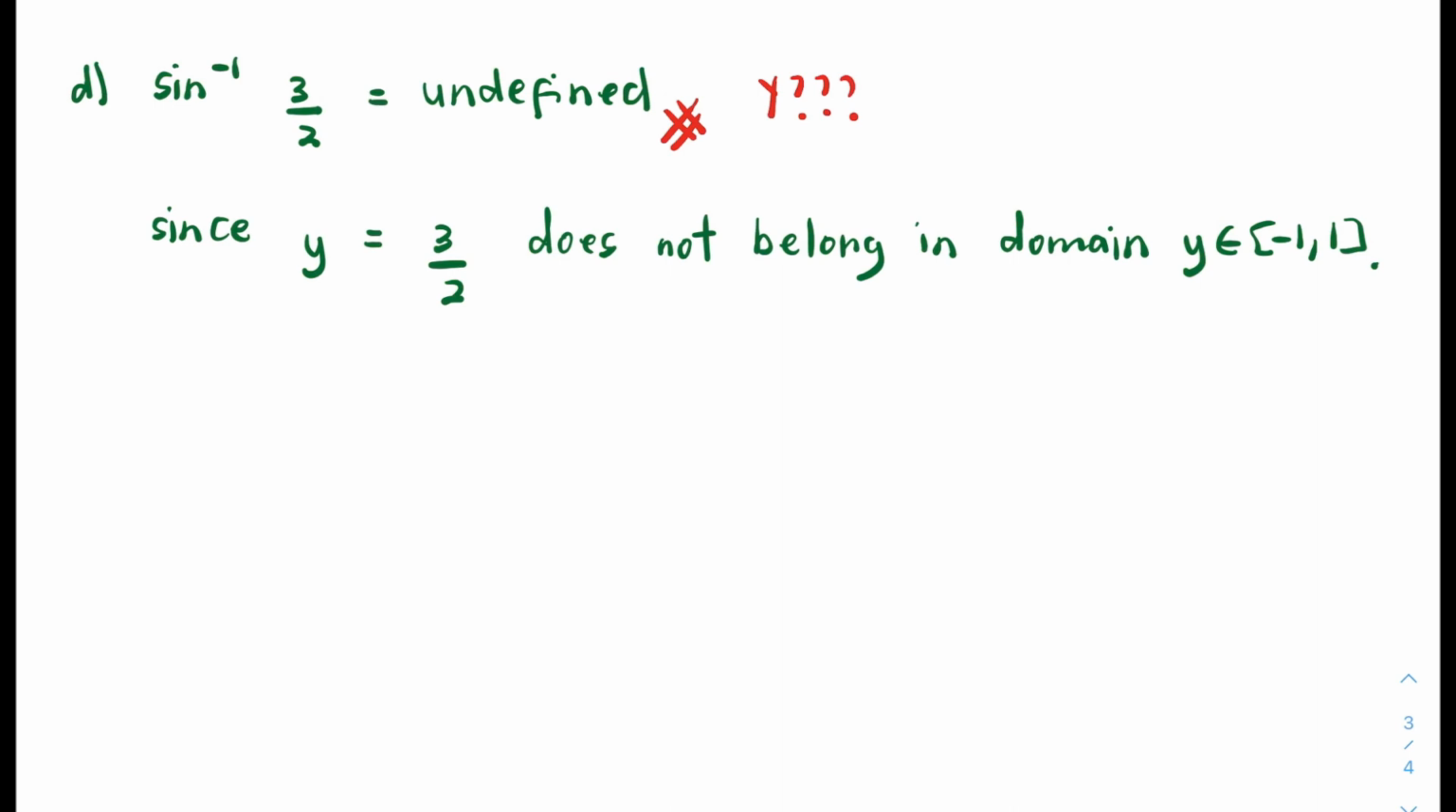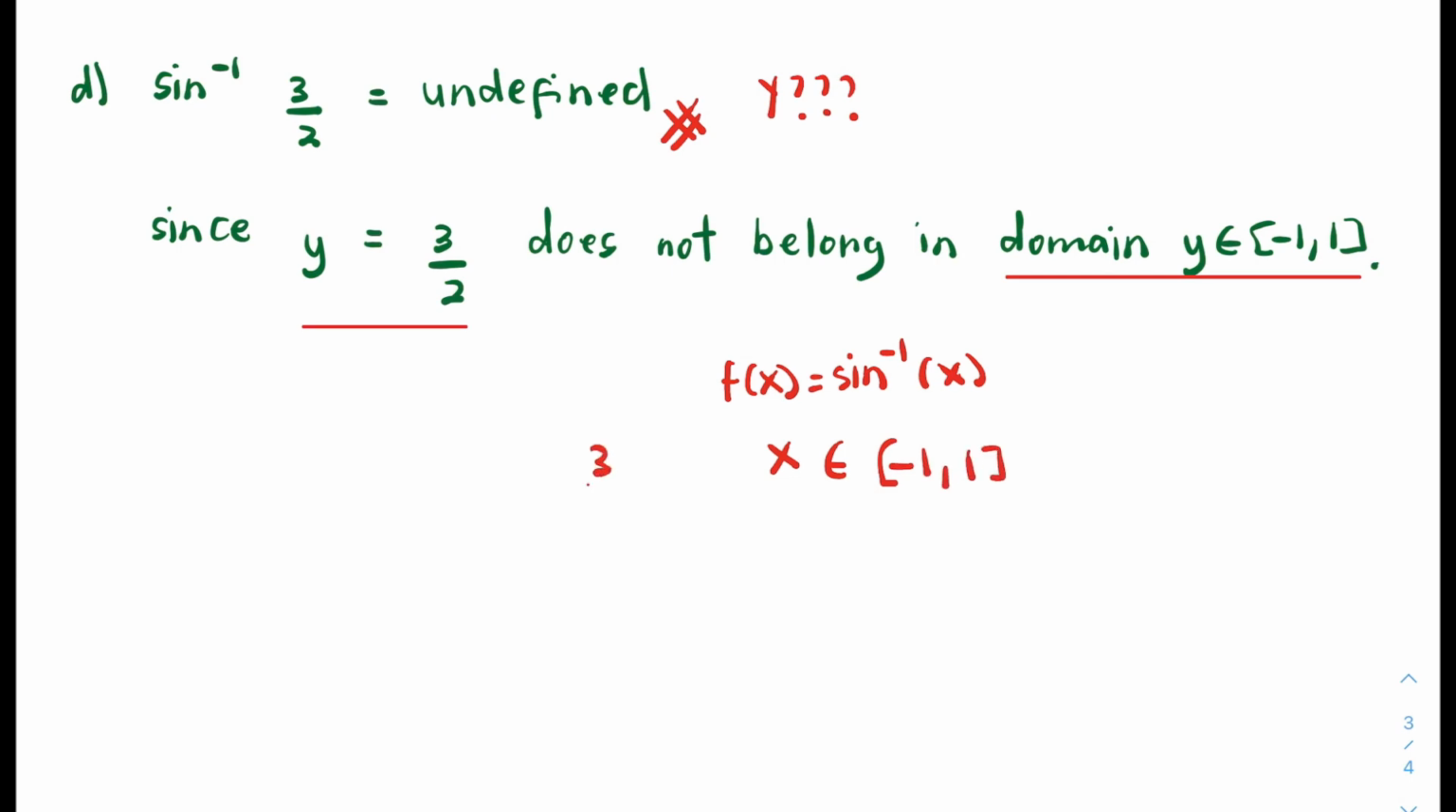Remember that because your sine y is equivalent to 3 over 2, it does not belong in the domain of negative 1 until 1. You must remember that for the inverse function of sine, your domain x should be only between negative 1 and 1. 3 over 2 is much greater than 1. So since it does not belong between the domain negative 1 and 1, it will be undefined. Are you okay?